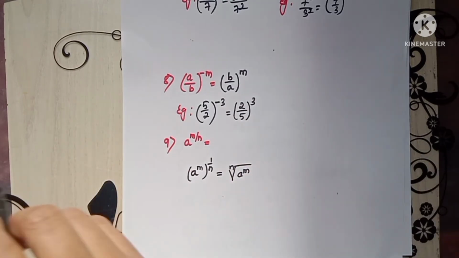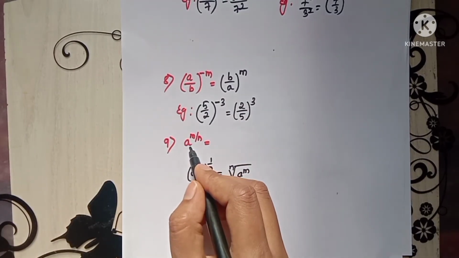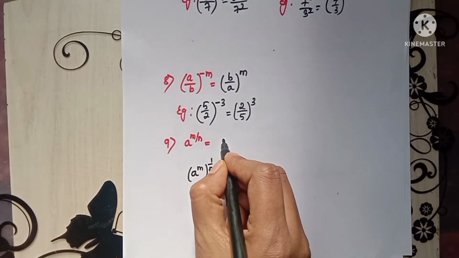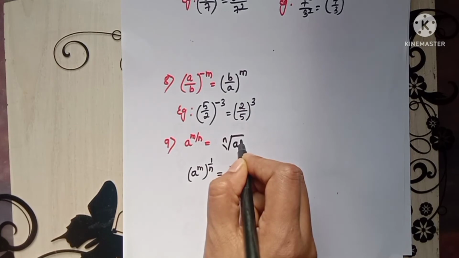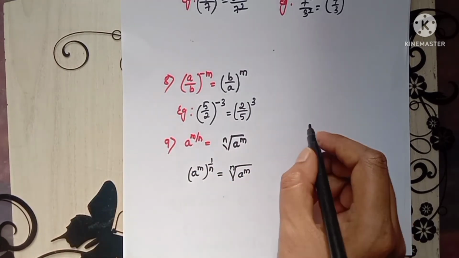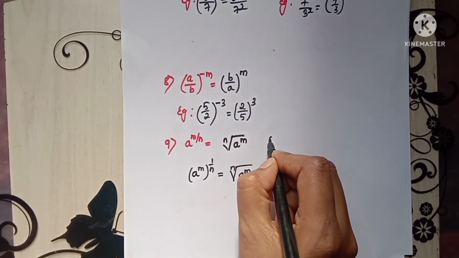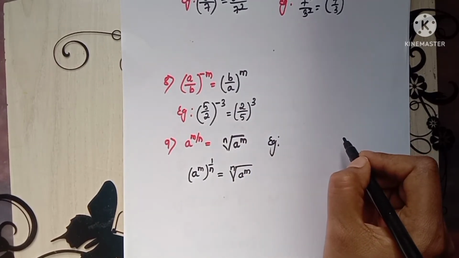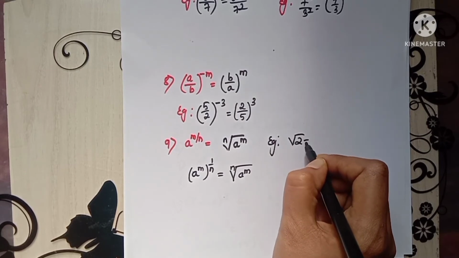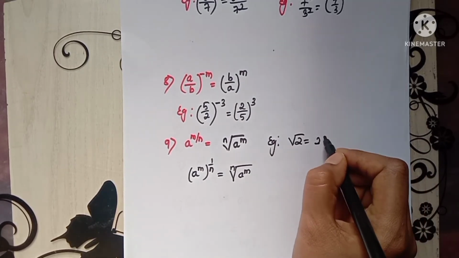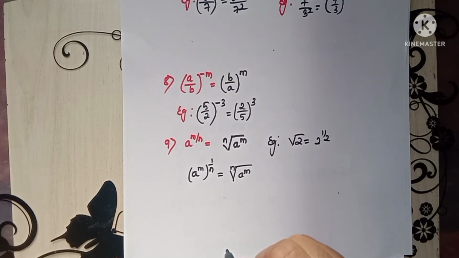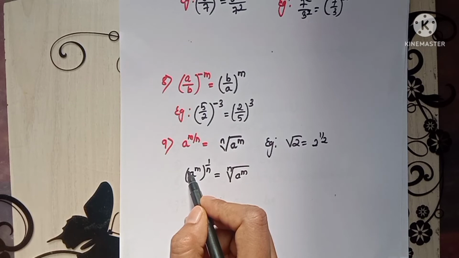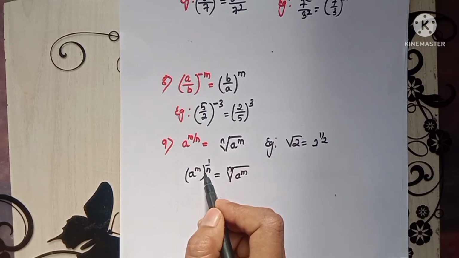Okay. Next we have the ninth one, a to the power m divided by n. This will be what? The nth root of a to the power m. For example, what is root of 2? Root of 2 can be written as 2 to the power 1 by 2. Right? The power m divided by n can be written as a to the power m, whole bracket, 1 divided by n.